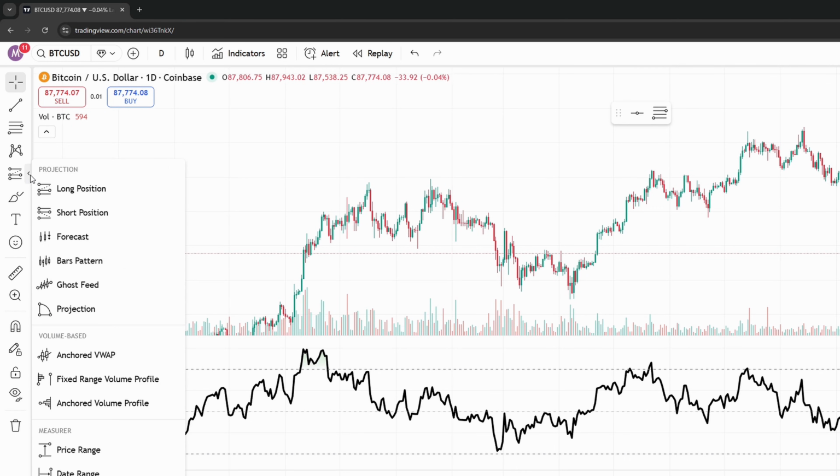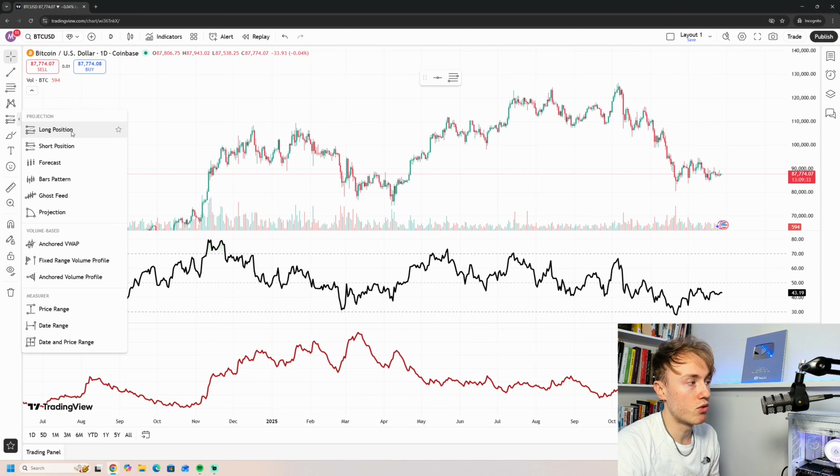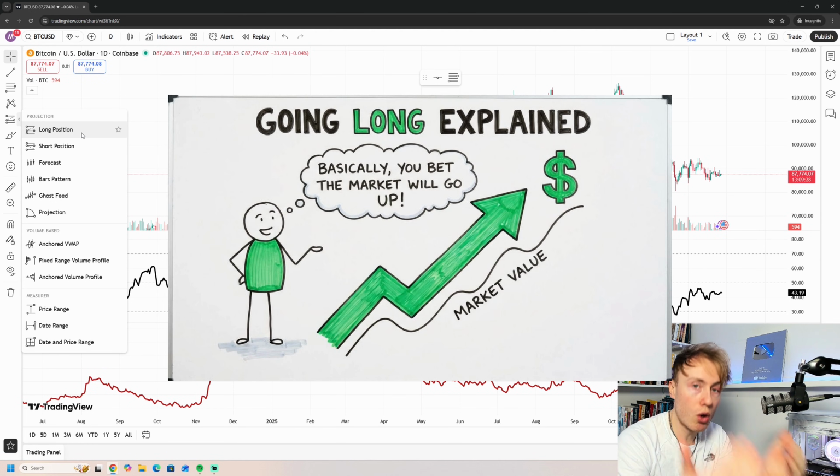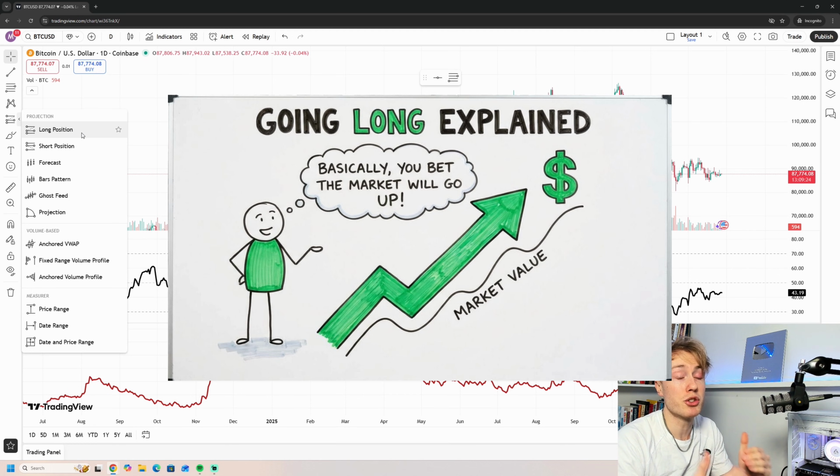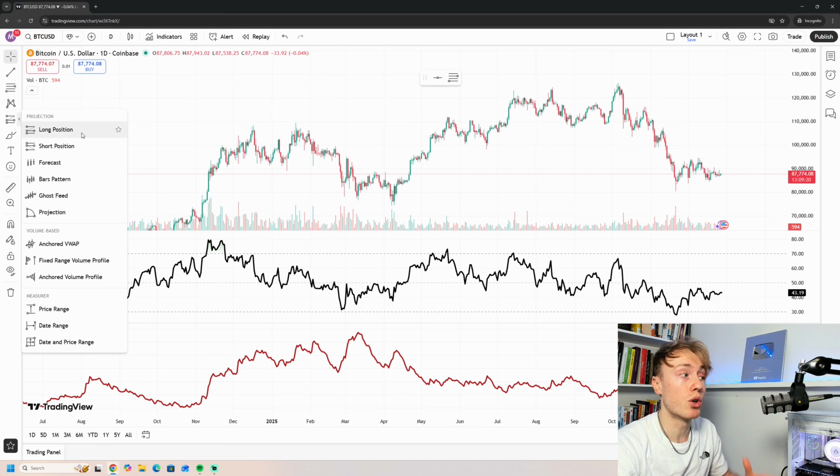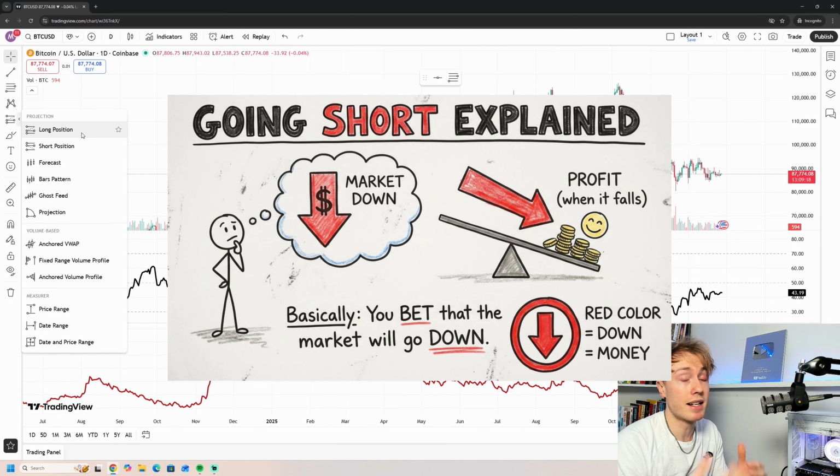You press right here. And as you can see, you have a tool called long position and a tool called short position. And let me explain first of all what these are. Well, when you go long something, that is basically a fancy word for that you bet that the price will go up. And when you go short something, that is just fancy words for that you bet and you will make money when the price goes down.